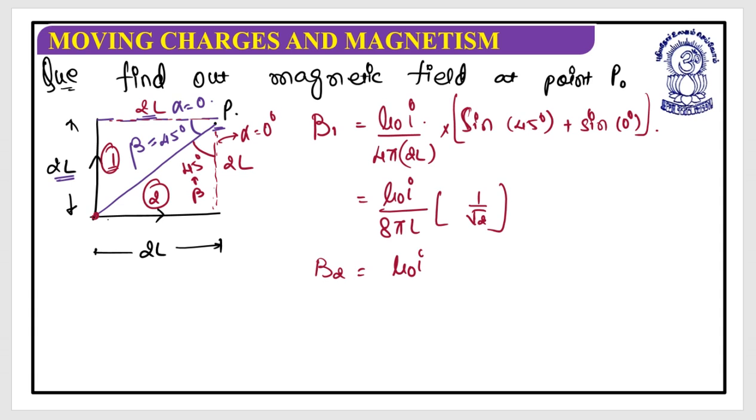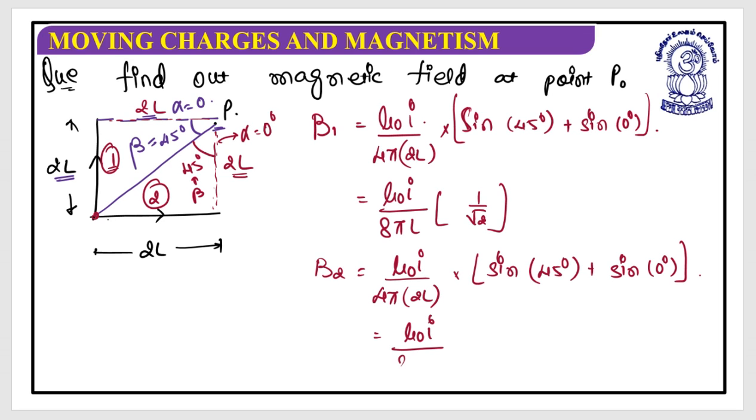Now let's work for B2. It's mu naught I divided by 4 pi multiplied by the separation, 2L, multiplied by sine of 45 degrees plus sine of 0 degrees. So this is mu naught I divided by 8 pi L multiplied by sine 45, which is 1 by root 2, and sine 0 vanishes as it is 0 itself.